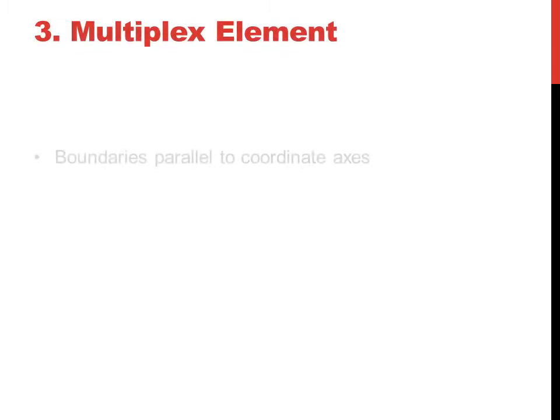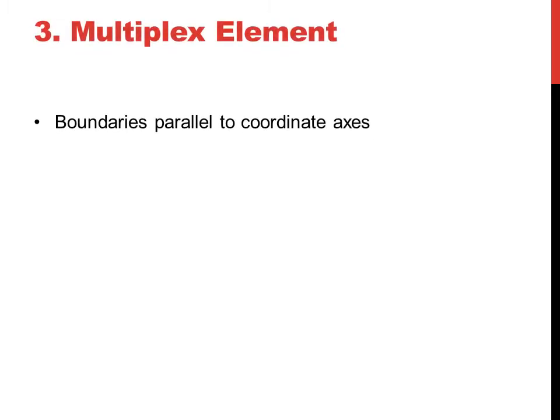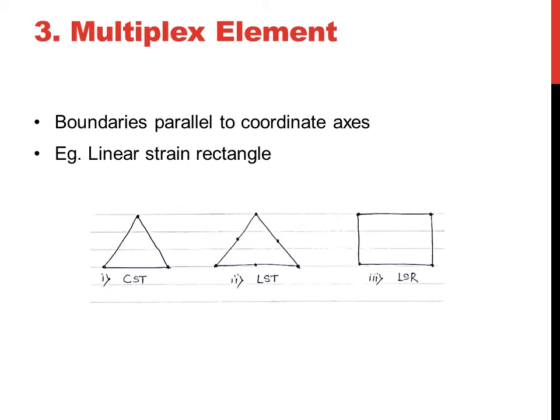Next is the multiplex element. In this element, boundaries are parallel to the coordinate axes. Example, linear strain rectangle. So we can see in this figure, CST is the simplex element, with n-dimensional space and n plus 1 nodes. LST is the complex element, that is n-dimensional space and more than n plus 1 nodes, that is 6 nodes.